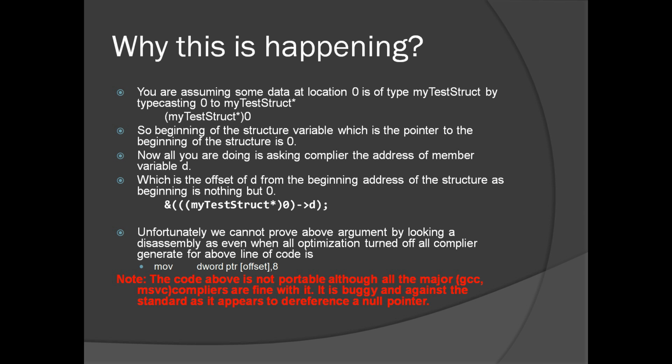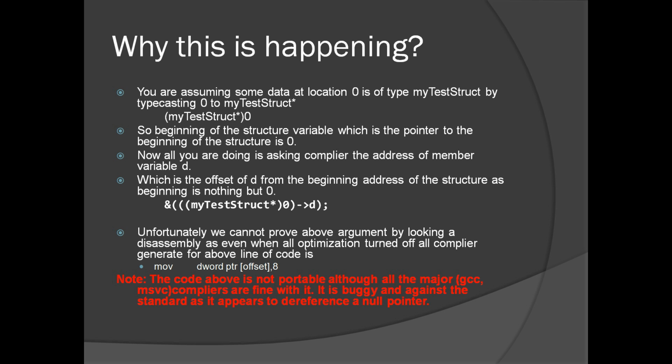So the structure variable name, which is also the pointer to the beginning of the structure, is 0. Now what you're doing is asking the compiler what is the address of the member variable d. You are setting the beginning address is 0 and asking the compiler what is the address of D. The address of D will be the offset of D from the beginning of the structure because the beginning of the structure is 0.